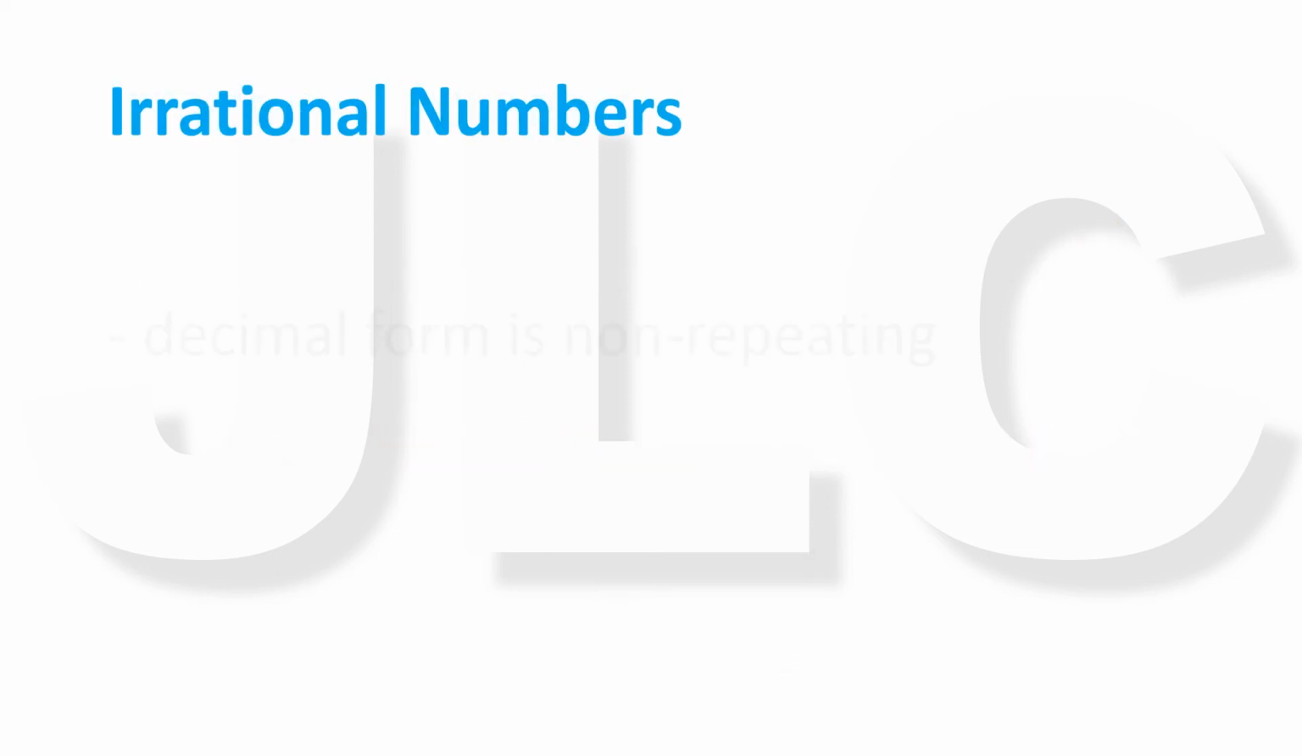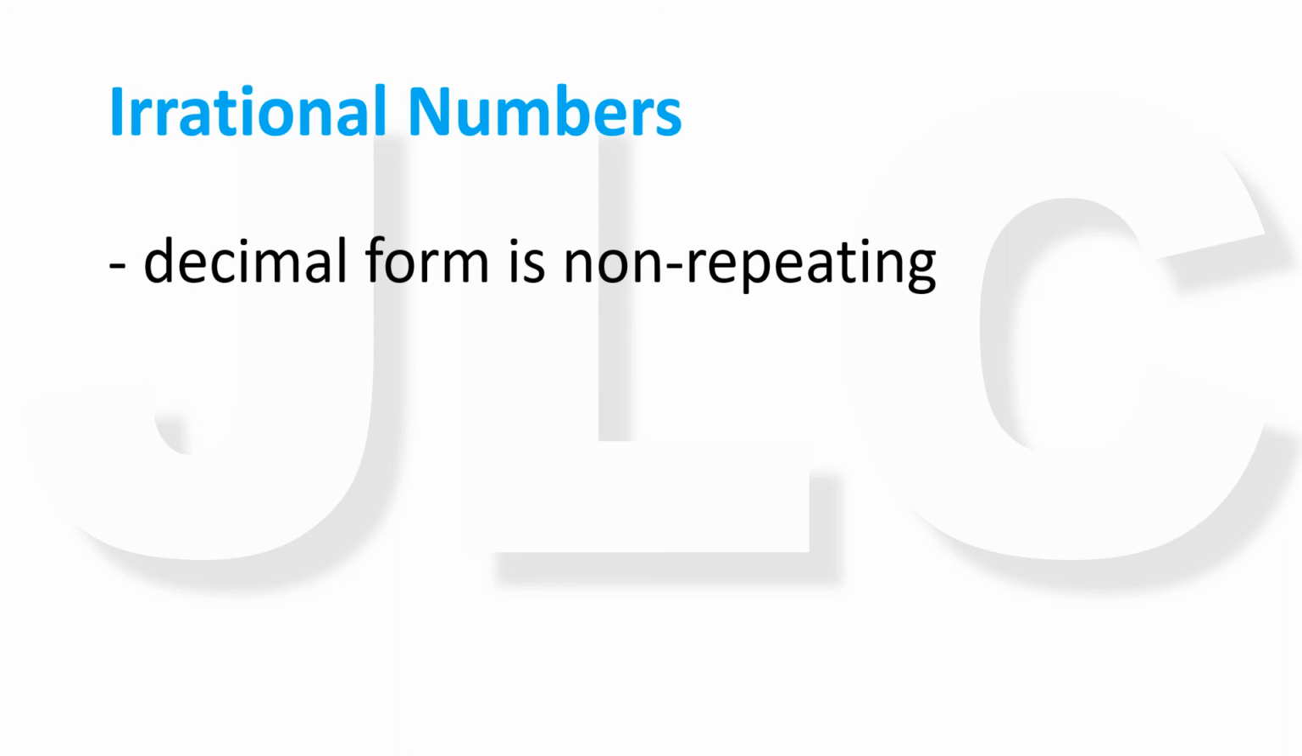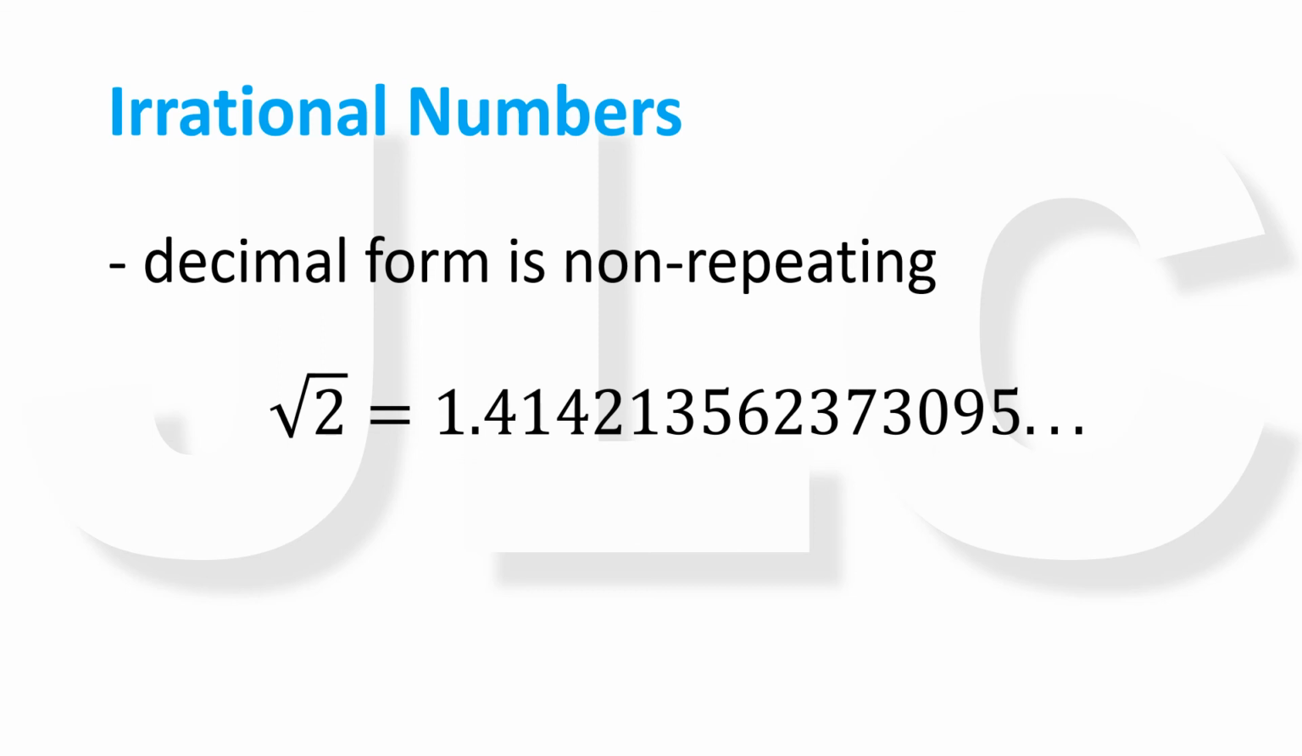The decimal form of an irrational number is non-repeating. For example, square root of 2 equals 1.414213562373095 and so on. Pi is equal to 3.14159265 and so on. There are no repeating digits. If a decimal has repeating digits, then it is not an irrational number.